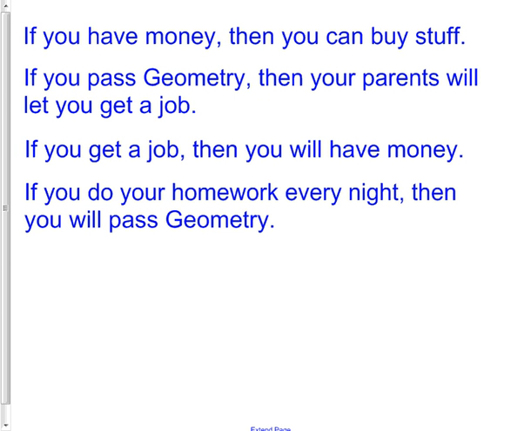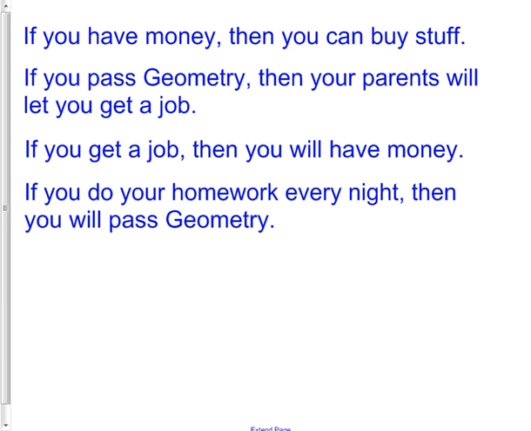We've got a logical chain of events here. And so I have this written out, and we want to put these in order. It says if you have money, then you can buy stuff. If you pass geometry, then your parents will let you get a job. If you get a job, then you will have money. And if you do your homework every night, then you will pass geometry. So we need to put these in order where it starts out and then ends, and you can connect the chain, I guess. So let's look at this.